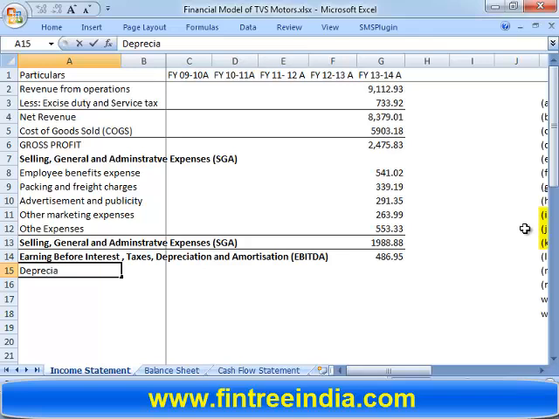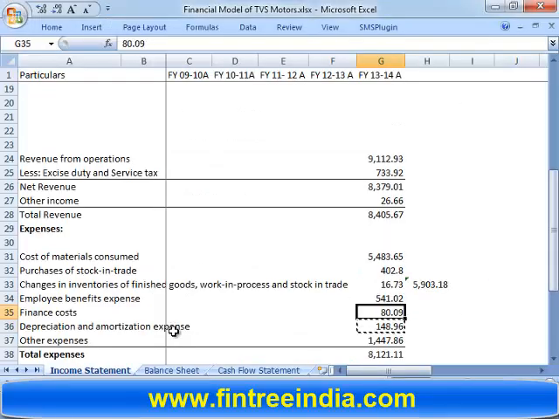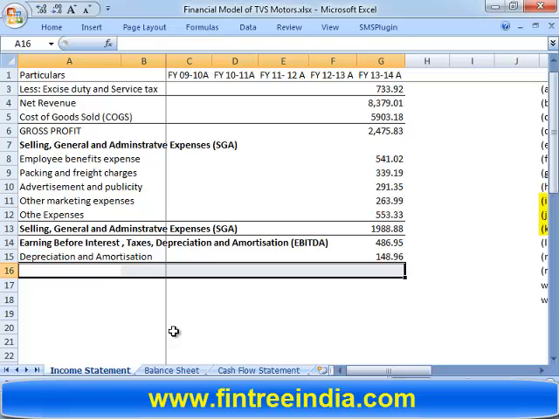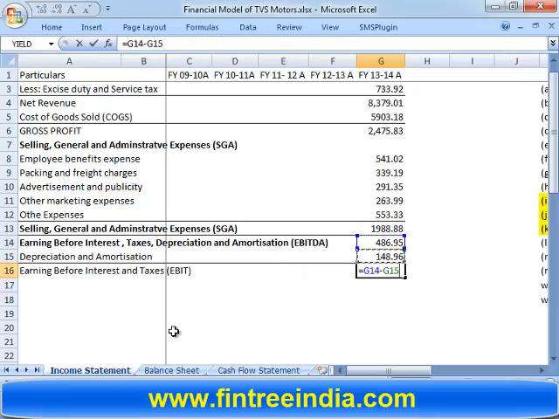This is where you will get depreciation and amortization. Depreciation and amortization we can pick up from the earlier income statement, 148.96. What you'd get here now is earning before interest and taxes, which is called EBIT, also the operating profit of a firm, which is EBITDA minus the depreciation.